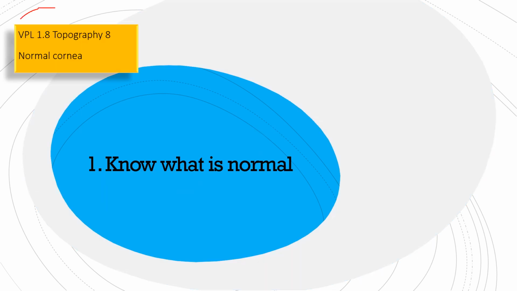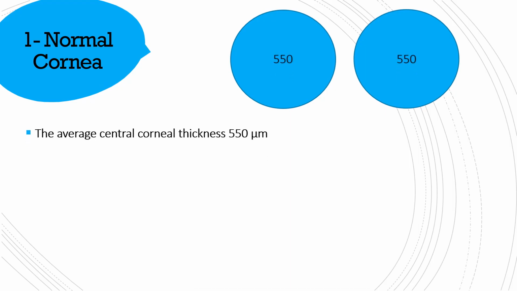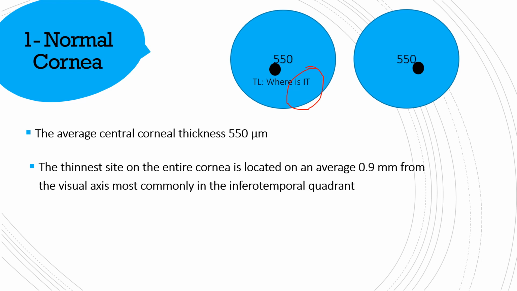Details of the normal cornea are in VPL 1.8, but I'll just tell you briefly about the normal cornea in this video. Thickness of the normal cornea is 550 micron in the center. And then, where is the thinnest location? That is the mnemonic. Where is it? It is inferior temporal to the center of the cornea.